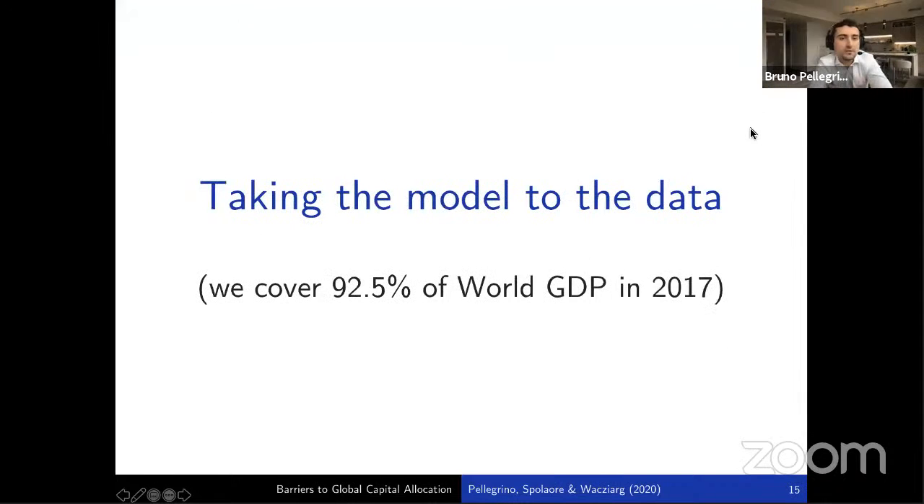Okay, so we then can take our model to the data, and luckily, even after we've used all of these variables, we still can cover about 93% of world GDP in 2017. So we have fairly good coverage.